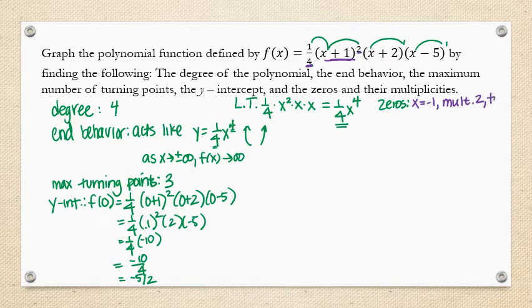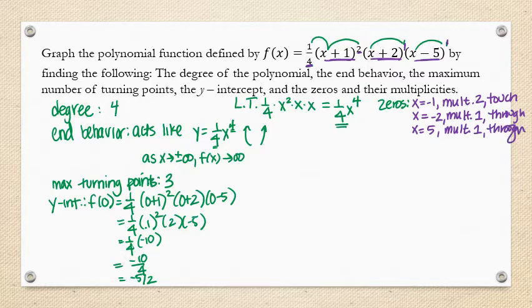So that means the graph is going to touch at that x-intercept, or that 0, because it has an even multiplicity. The next factor, x plus 2, gives me a 0 of negative 2. That has a multiplicity of 1, which is an odd multiplicity, which means the graph will go through there. X minus 5, that's going to equal 0 when x is 5. Multiplicity of 1, which means I'm going to go through there.